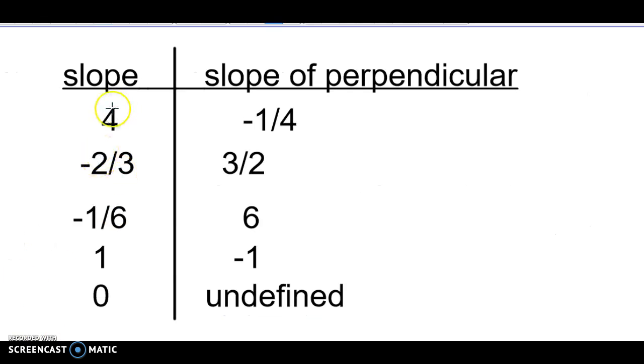Okay, so here are some examples. If your slope is 4, the slope of the perpendicular is negative 1/4. You flip the fraction and make it negative.